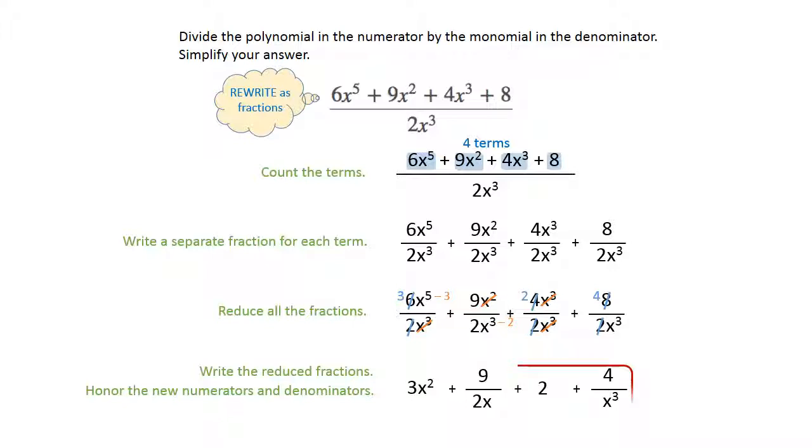And this is our final solution. It's all simplified and broken apart from the original. So there's your answer.